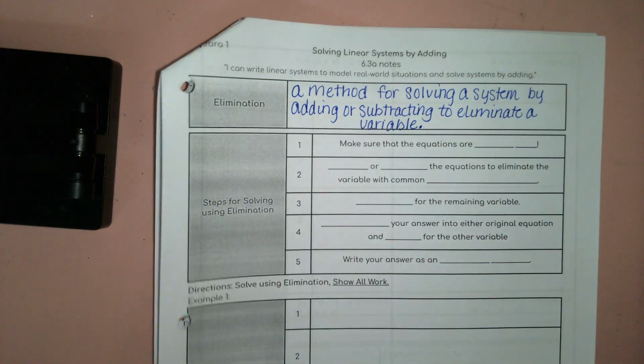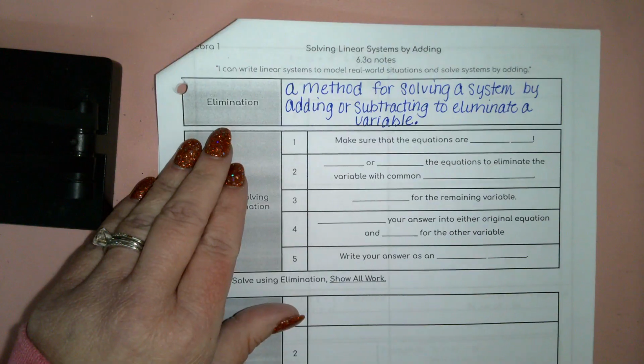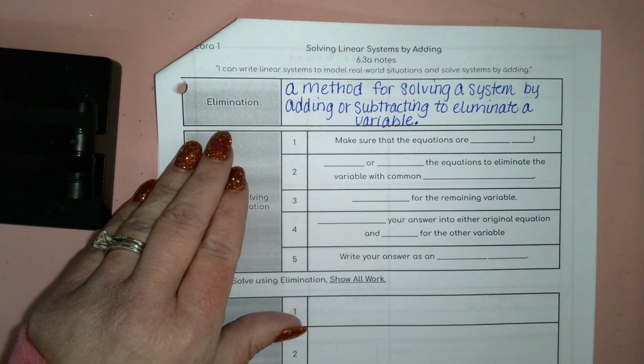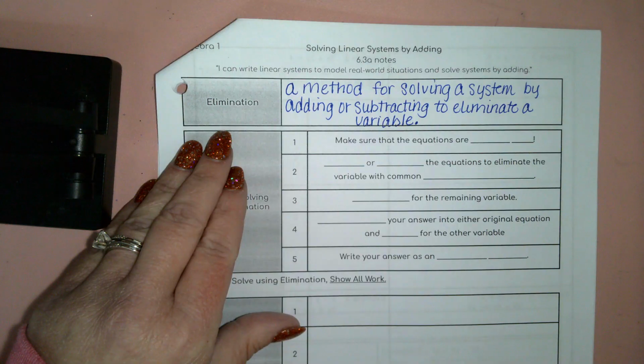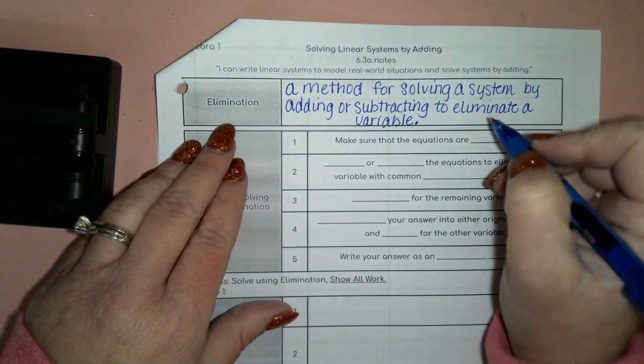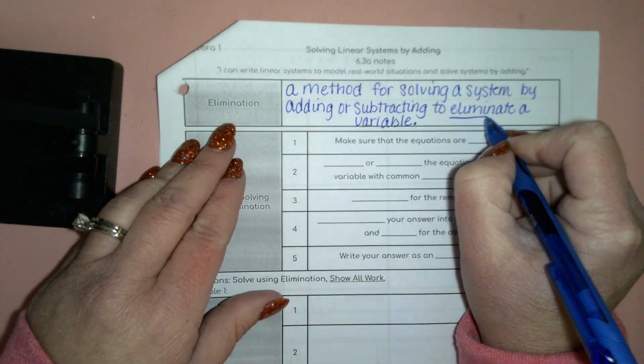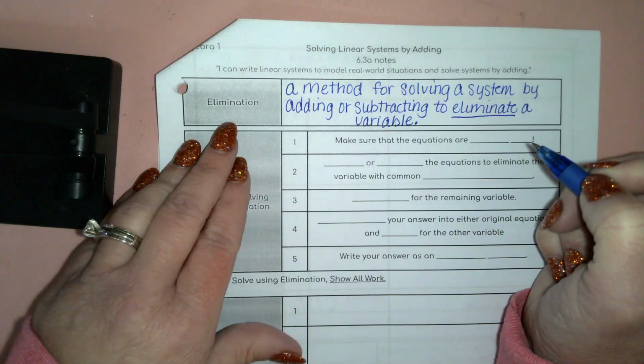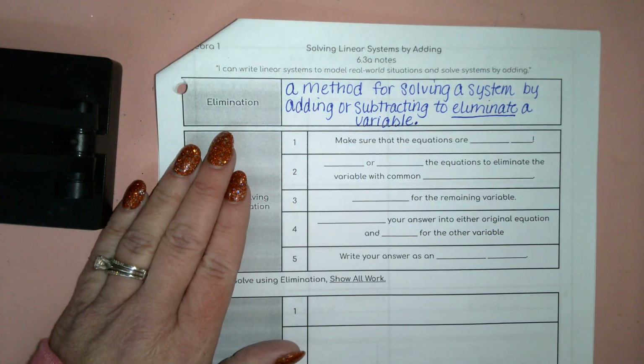Right, good morning. Today we are going to write linear systems to model real-world situations and solve systems by adding. Elimination is a method for solving systems by adding or subtracting to eliminate a variable. So elimination is eliminating or getting rid of a variable. We have 5 steps in order to do this.